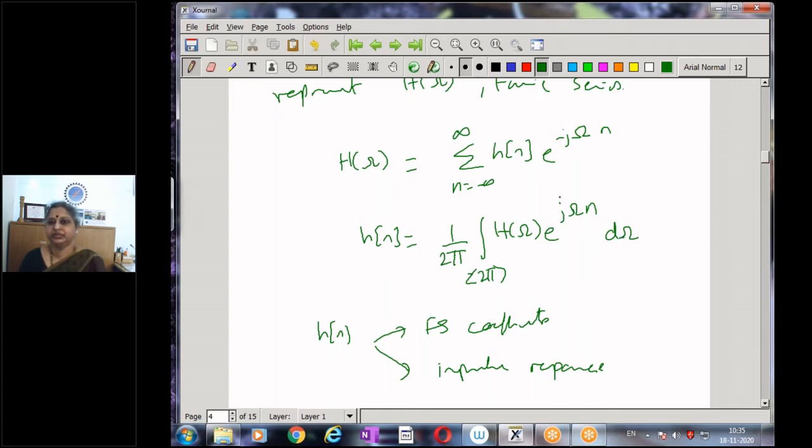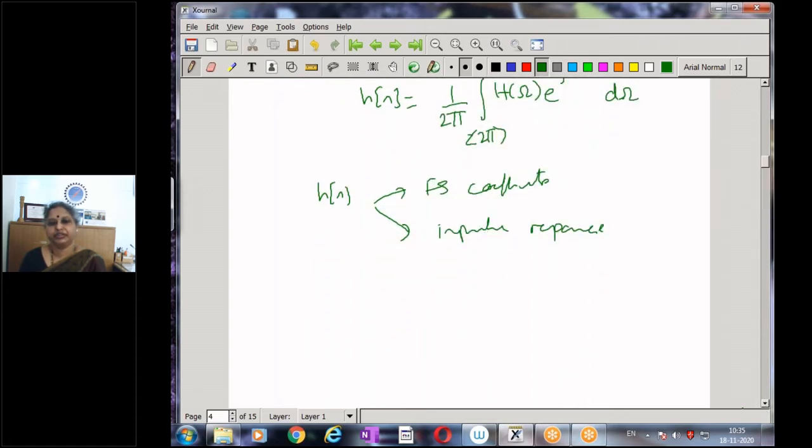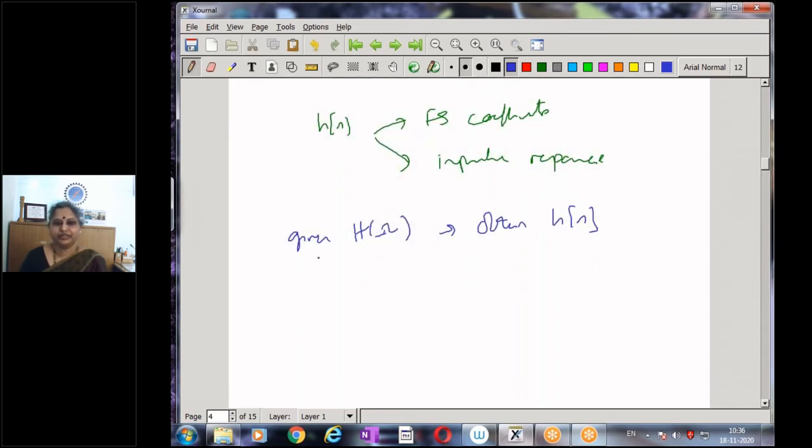So if we redefine our problem statement, our problem statement is, given h of omega, we need to obtain h of n. And now by this Fourier series representation, we have h omega. Immediately I can get h of n, and so my filter design is ready. So let us see what are the steps for designing the FIR filter.